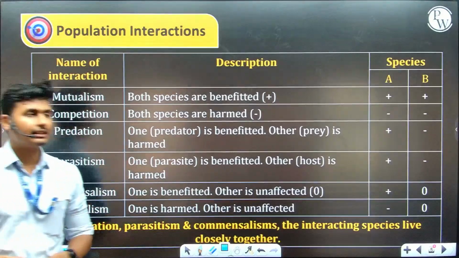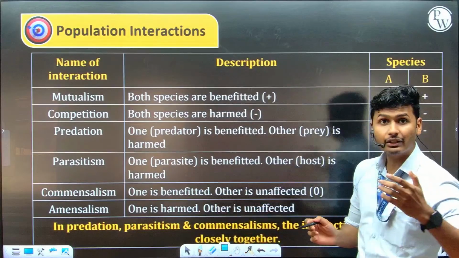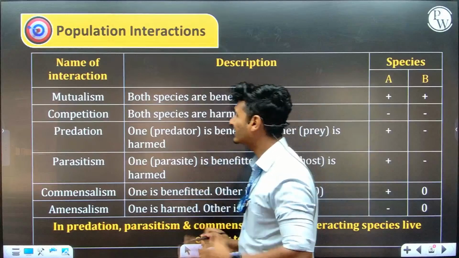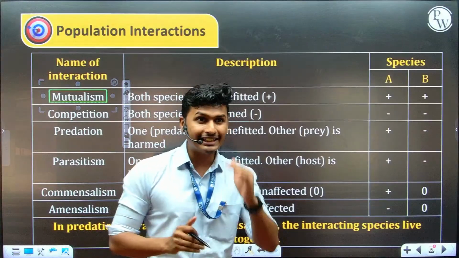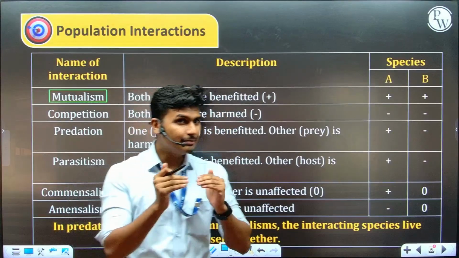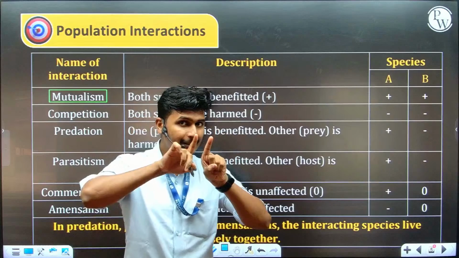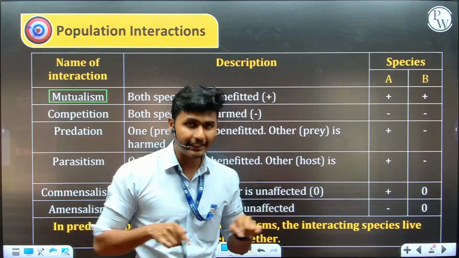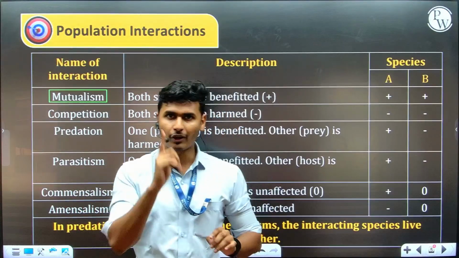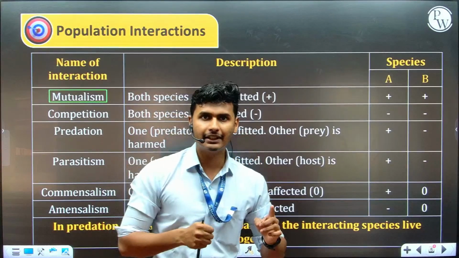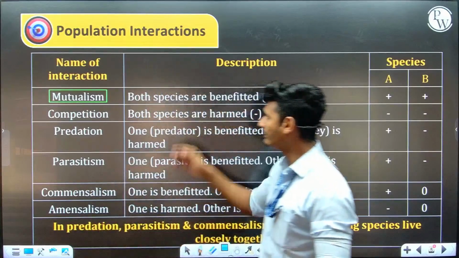The first slide indicates that there are 6 types of population interaction that we are going to study today, and the very first type is mutualism. On Facebook, you know that there are mutual friends. So what is a mutual relationship? If 2 individuals or 2 species are in a specific interaction in which both species get a benefit, meaning species A gets a benefit from species B, and species B gets a benefit from species A, this is known as mutualism.